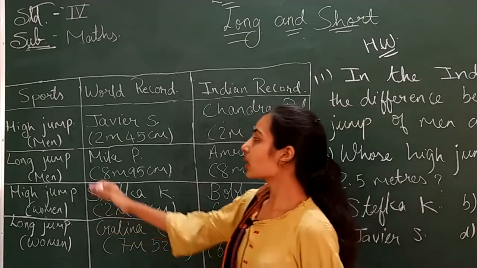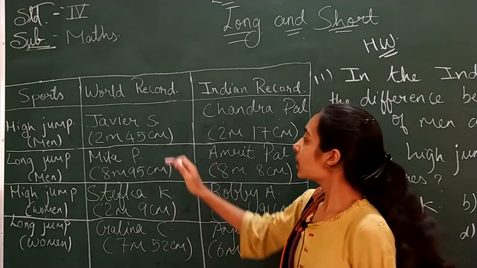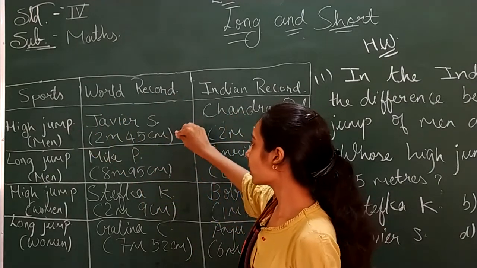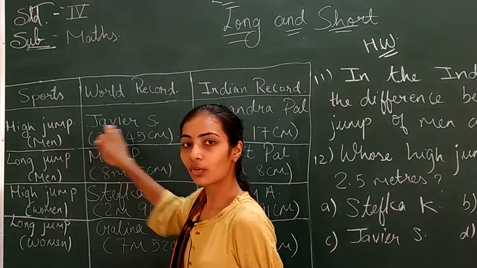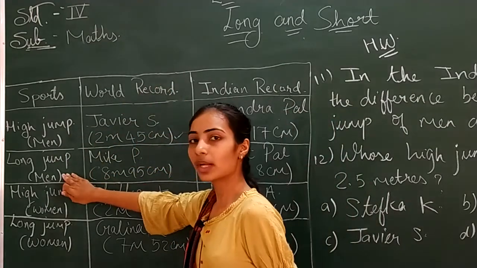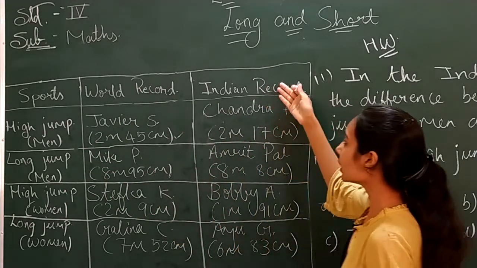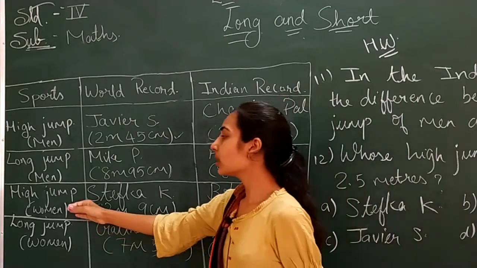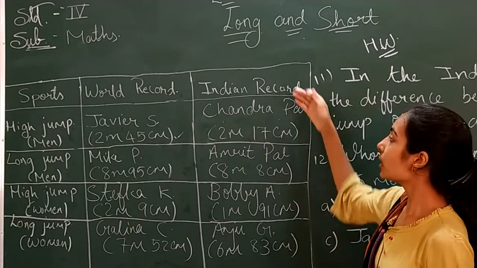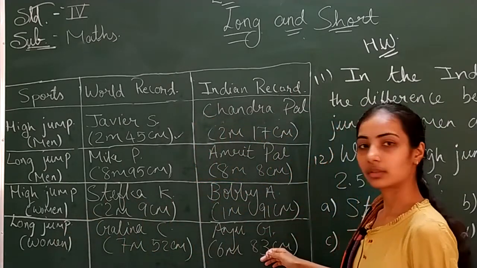Then find out what is given: high jump for men or women, long jump for men or women. If it is given world record of men, then you will have to pay attention on this world record for high jump of men. Then your number will be this, and world record for long jump for men, then your number will be this, 8 meter 95 centimeter. If it is given Indian record for high jump for women, then it is high jump for women, and this one is Indian record for it. And Indian record for long jump for women, long jump, Indian record and women.